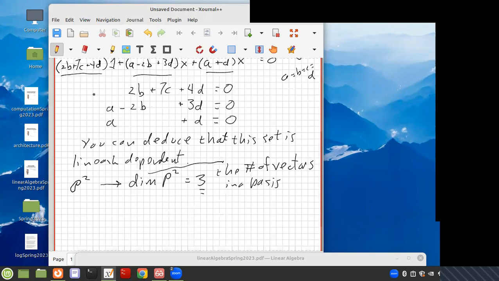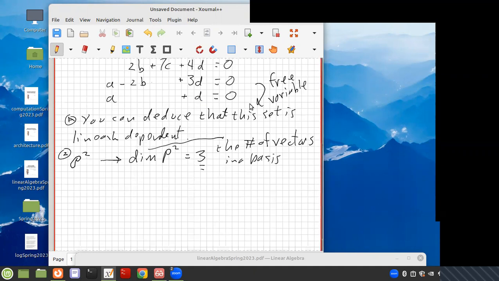In other words, we can deduce that it's linearly dependent either by method A, looking at the system and seeing there's a free variable, or by method 2, knowing what the dimension of the space is and what the dimension means for the number of vectors in the basis. Each of these indicates that you need to get rid of one of the vectors from the set S, but it doesn't help you discern which one. So we're going to solve this system.